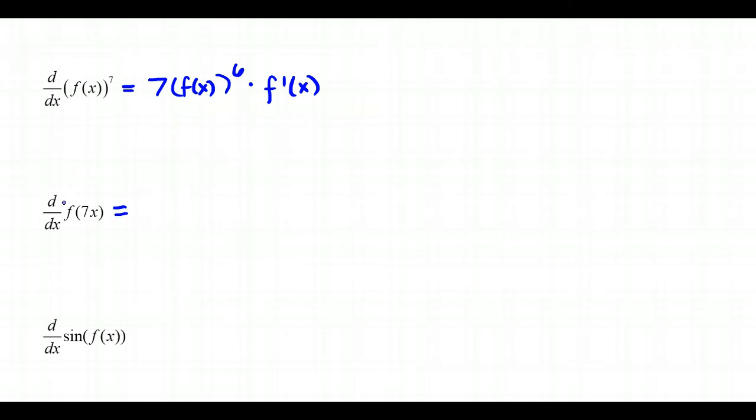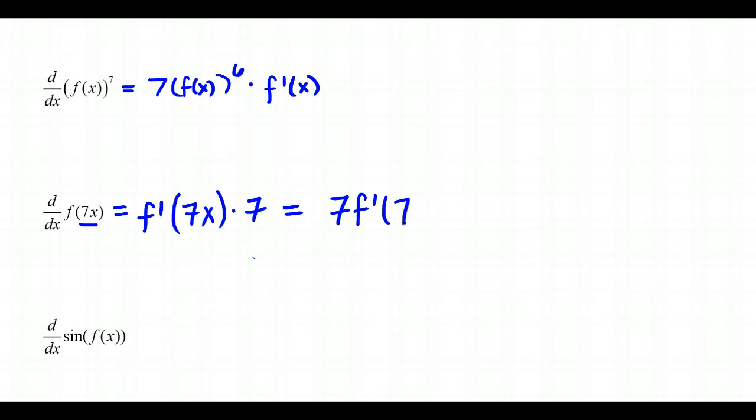Now this next one's a little bit different. So the derivative with respect to x of f of 7x. So now 7x is the inside function. So the chain rule says take the derivative of the outside. So the derivative of f is f prime. And we leave the inside the same. So the inside is 7x. So f prime of 7x times the derivative of the inside. Now the derivative of 7x is 7. So the only thing we can really do with this is bring the 7 to the front and say 7 f prime of 7x is the derivative.